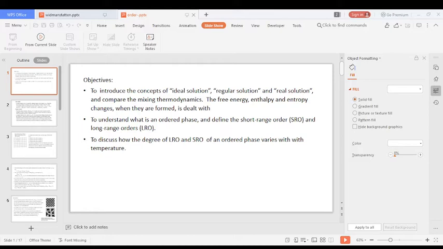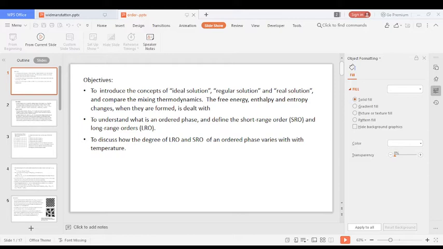Here the change in the Gibbs free energy on mixing, delta G mixing, is equal to delta H mixing, that is the change in enthalpy of mixing, minus T into delta S of mixing, where delta S is the entropy of mixing. Entropy of mixing is equal to minus R (XA ln XA plus XB ln XB), where XA and XB are the mole fractions of atoms A and B.